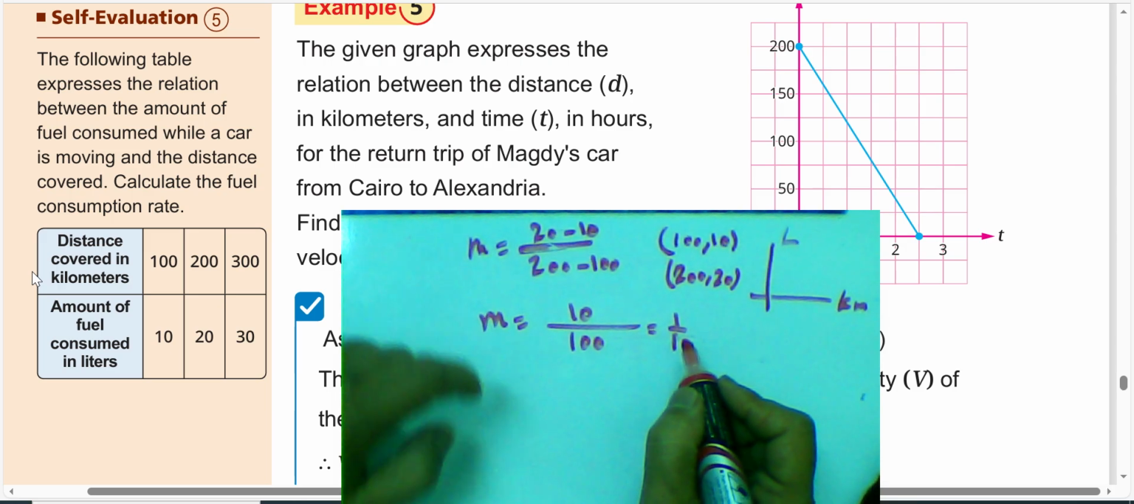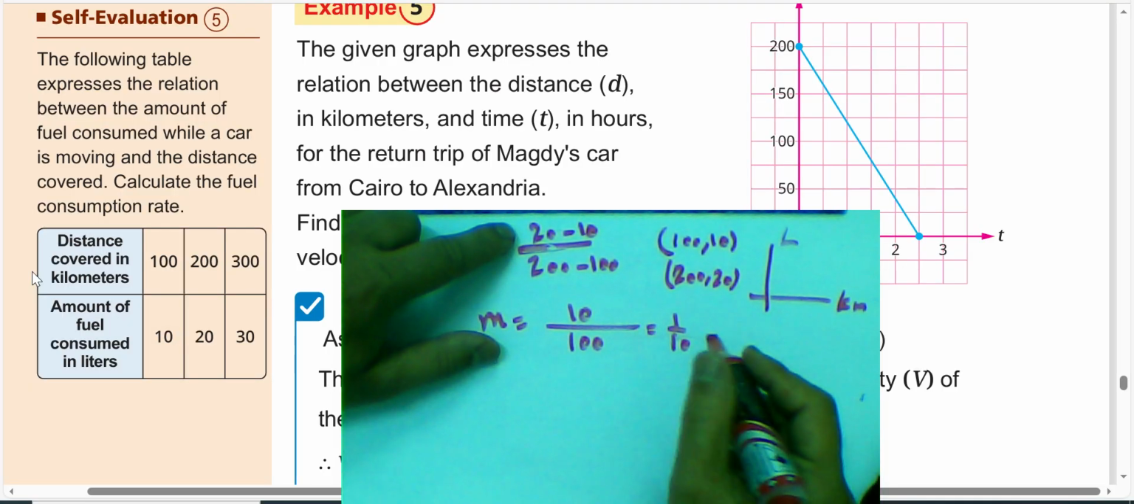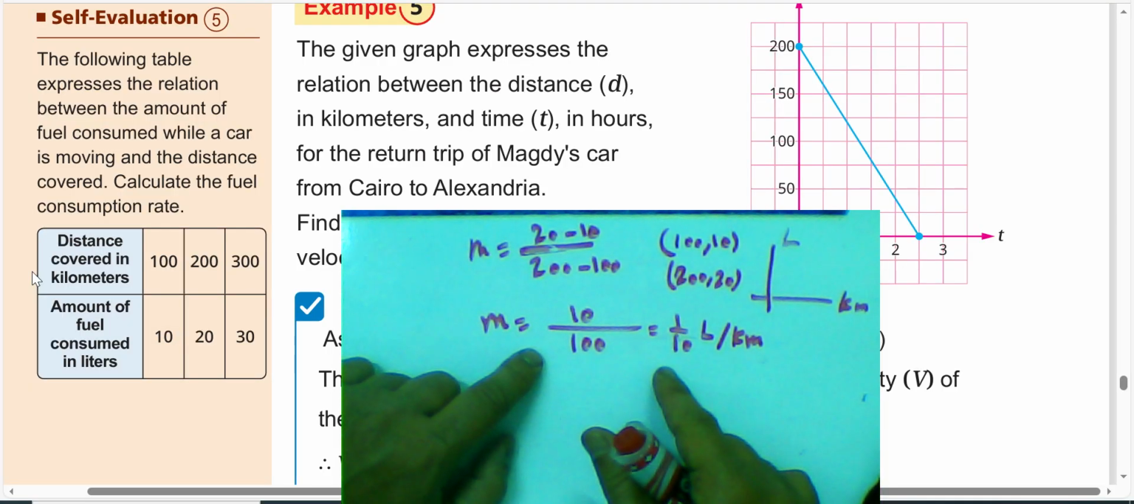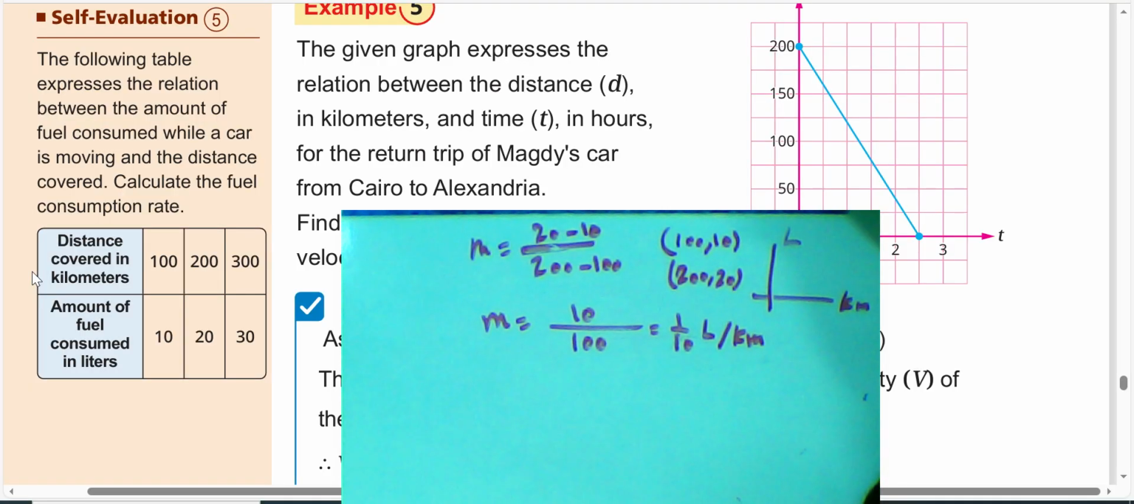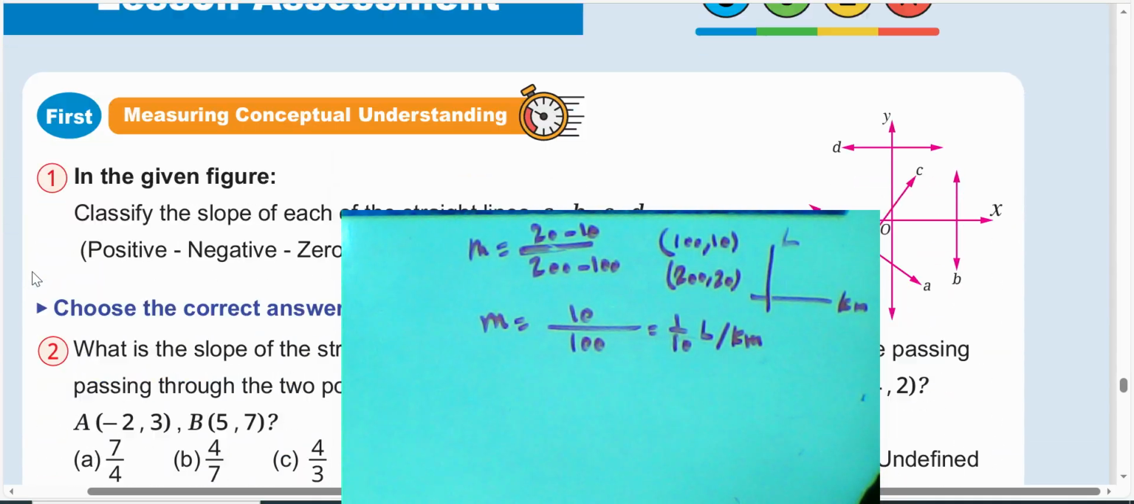We can find the difference first between 10 and 20, the number of liters. Then 1 liter per 10 kilometers. The slope here will be 1 liter per 10 kilometers. This is the slope. Okay. Next question down, lesson assessment.